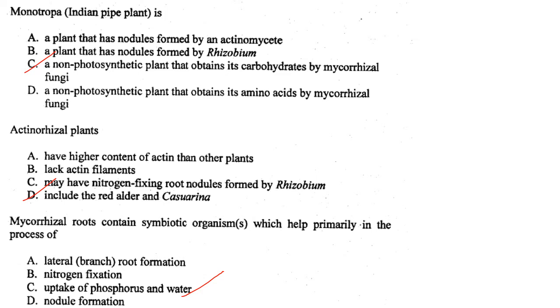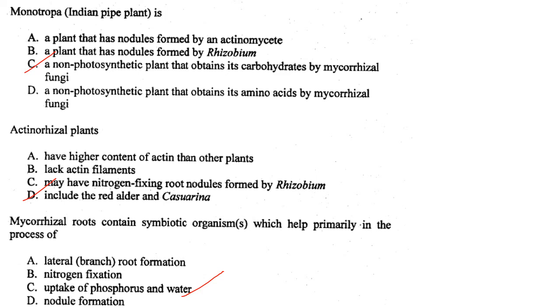Then next one, Monotropa, the Indian pipe plant, is. So it is a non-photosynthetic plant that obtains its carbohydrates by mycorrhizal fungi. So answer is option C. Actinorhizal plants include red alder and casuarina. That is option D.